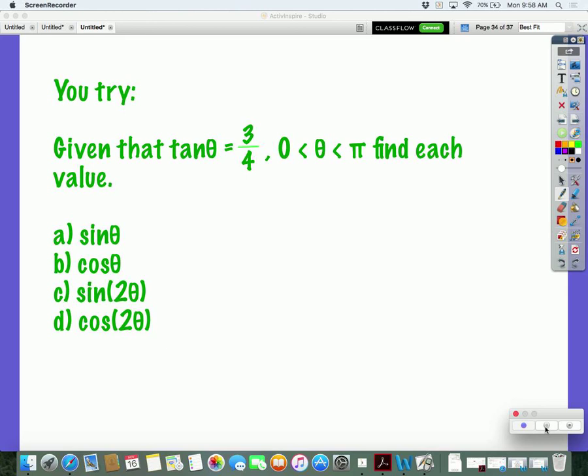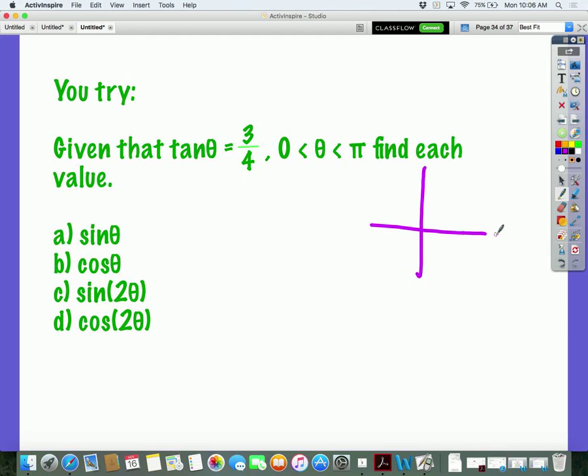Find those 4. You have about 6 minutes. Alright, so it says tangent equals 3 over 4, and theta is in between 0 and pi. We had to find each value. So first off, how'd you guys start? Triangle. What quadrant? First one. And it could only be the first because of what reason? It's positive over positive, and even if it was negative and negative, which still makes a positive tangent, it still wouldn't be in the second quadrant, it would be in the first.